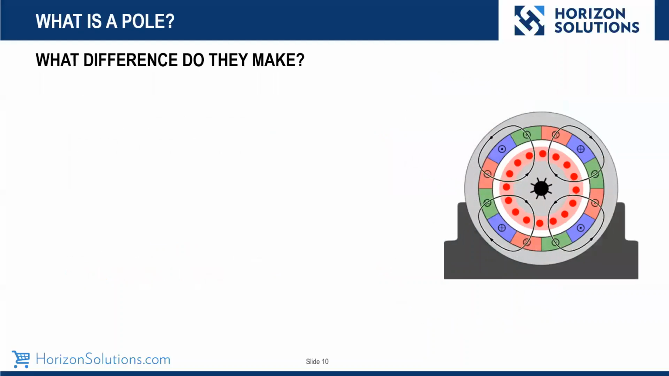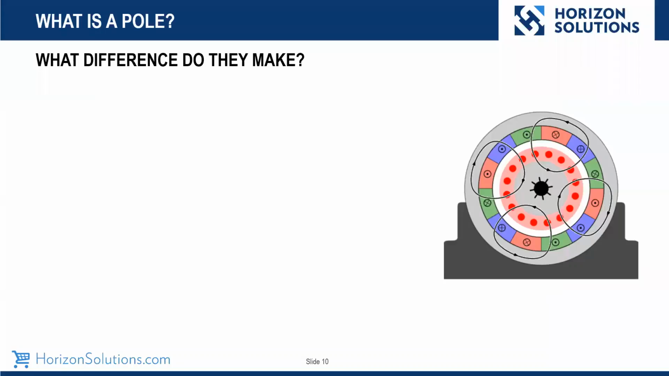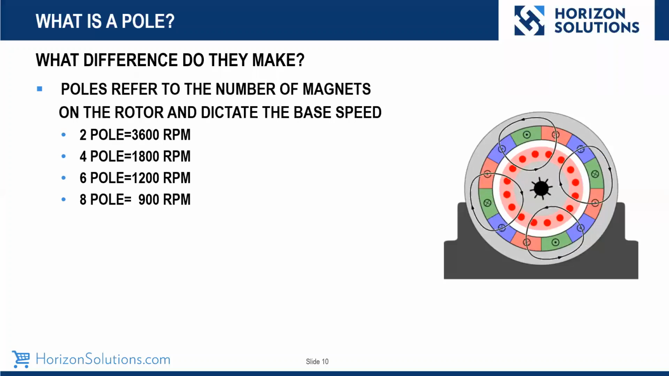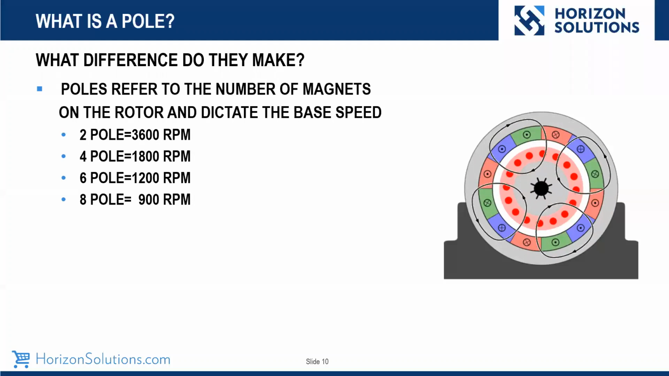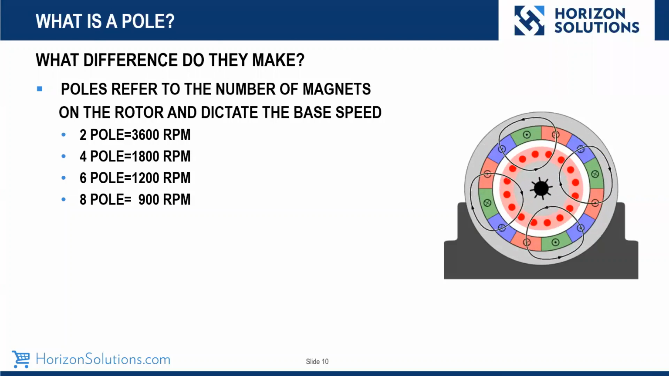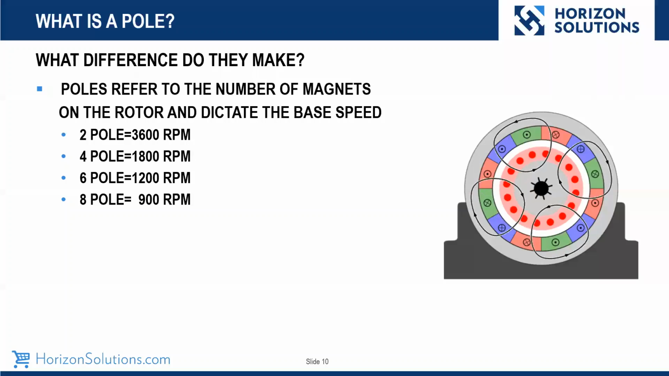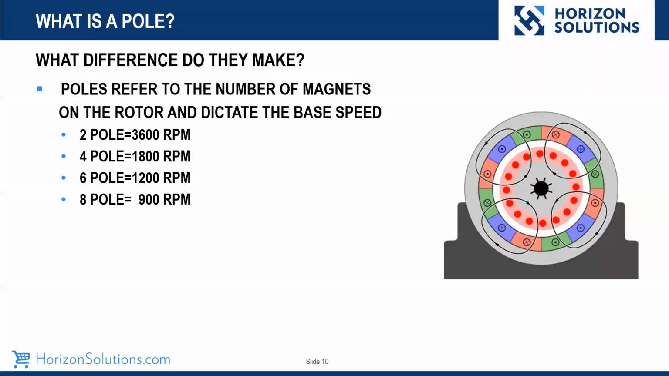We hear the term 6-pole, 4-pole, 8-pole motor. So what is a pole and what difference do they make? Well, poles refer to the number of magnets on the rotor, and they dictate the base speed. 2 poles, 3,600; 4 is 1,800; 6 is 1,200; 8 is 900. Are there other slower motors? You bet. The paper industry is going very heavy into higher pole count, slower speed motors, because it allows them to eliminate the mechanical transmission and direct couple the motor to the load and avoid the weakness of a gearbox or things like that.